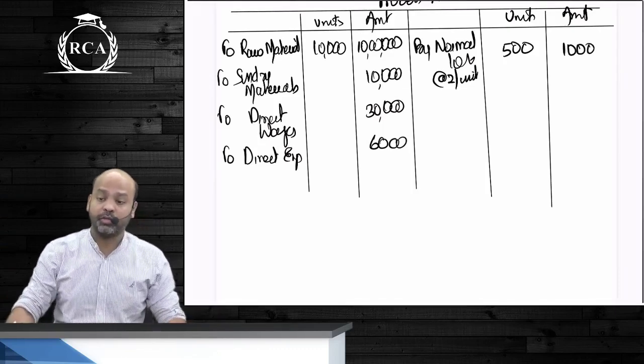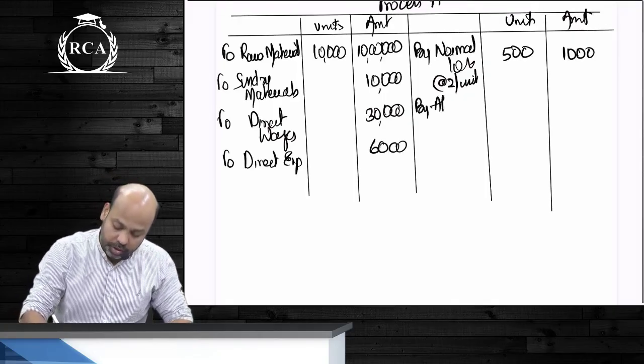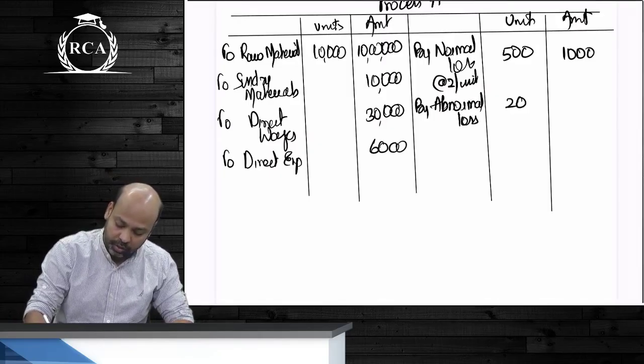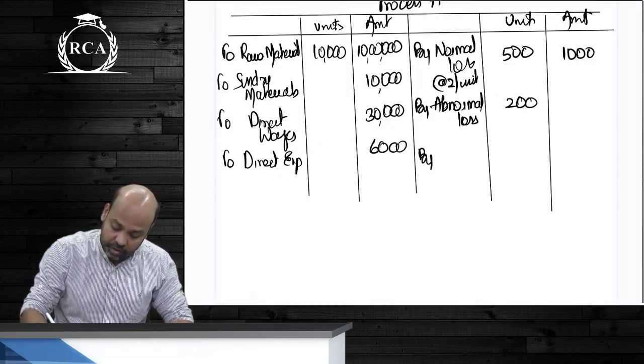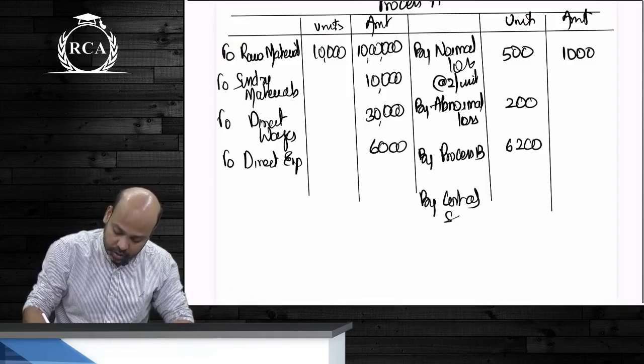Is there any amount of abnormal loss or abnormal gain here? Abnormal loss. How many units? 200 units. How much is the amount of inventory that is getting transferred to the next process? 6,002. How much is the amount of inventory that is getting sold?